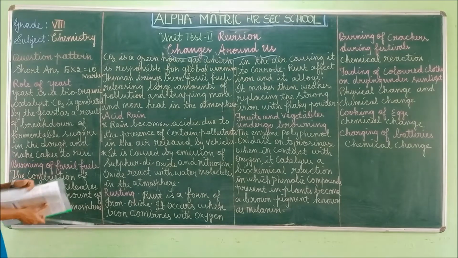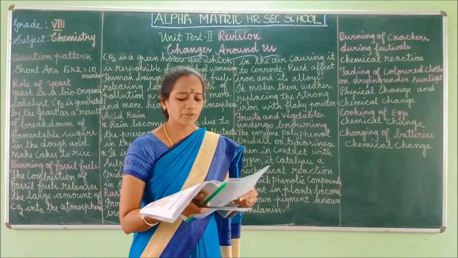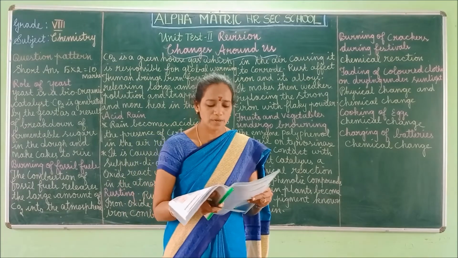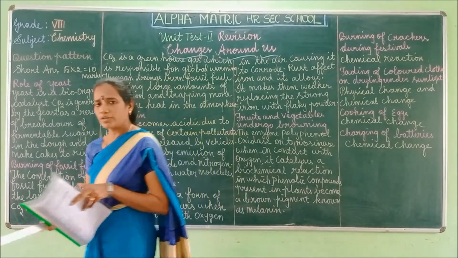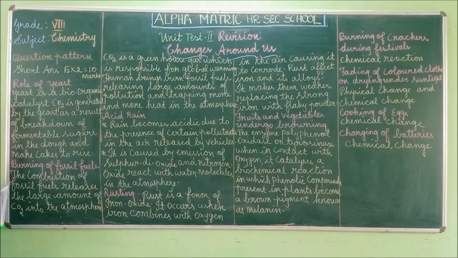Okay. So what is the second question? The second question is, burning of fossil fuels is responsible for global warming. You know very well about it. Global warming is mainly due to burning of fossil fuels, isn't it? We have to justify the statement.